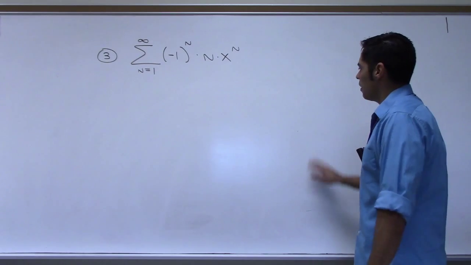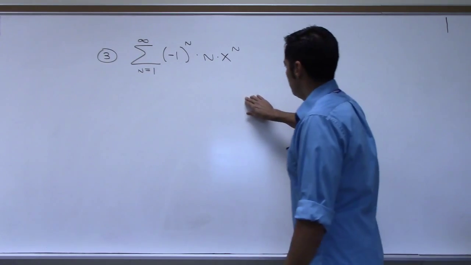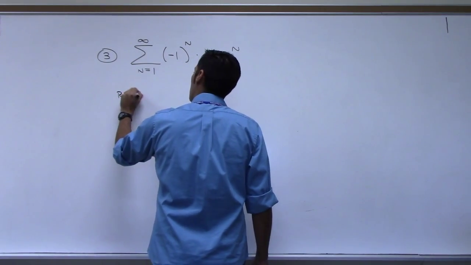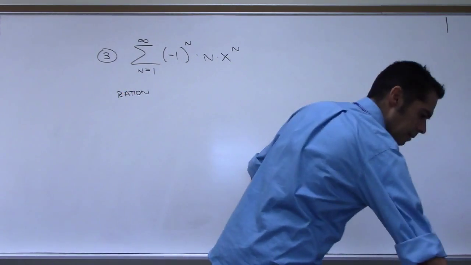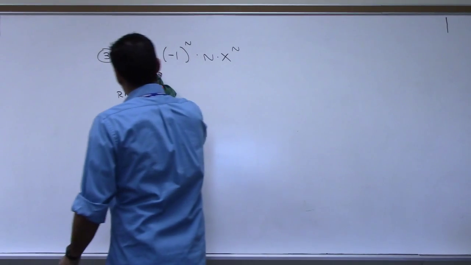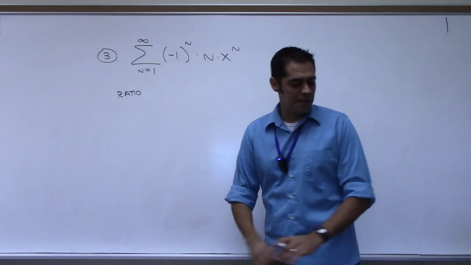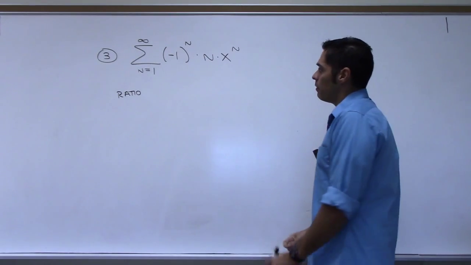So to do this, we're going to use the ratio test. So ratio test, remember what we want. What we want is for the ratio test to give us something less than 1. If we get something less than 1, then we know it converges.